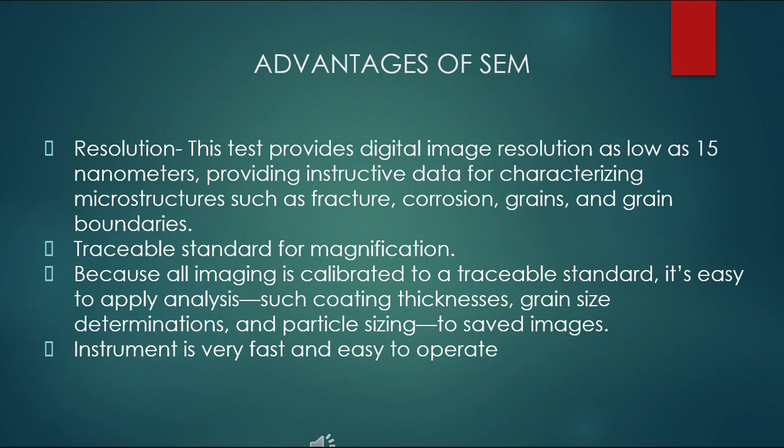Advantages of SEM or scanning electron microscope. Resolution. This test provides digital image resolution as low as 15 nanometers, providing instructive data for characterizing microstructures such as fracture, corrosion, grains, and grain boundaries. Traceable standard for magnification. Because all imaging is calibrated to a traceable standard, it's easy to apply analysis such as coating thickness, grain size determinations, and particle sizing to saved images. The instrument is very fast and easy to operate.